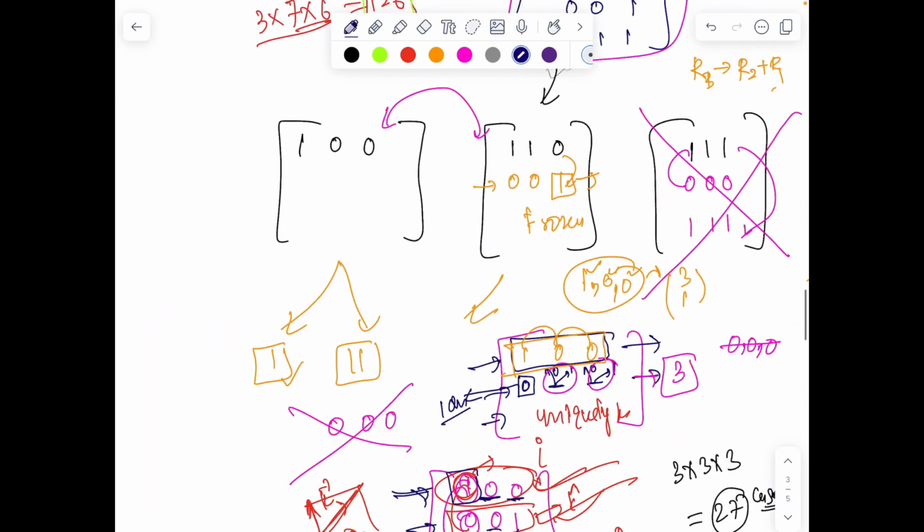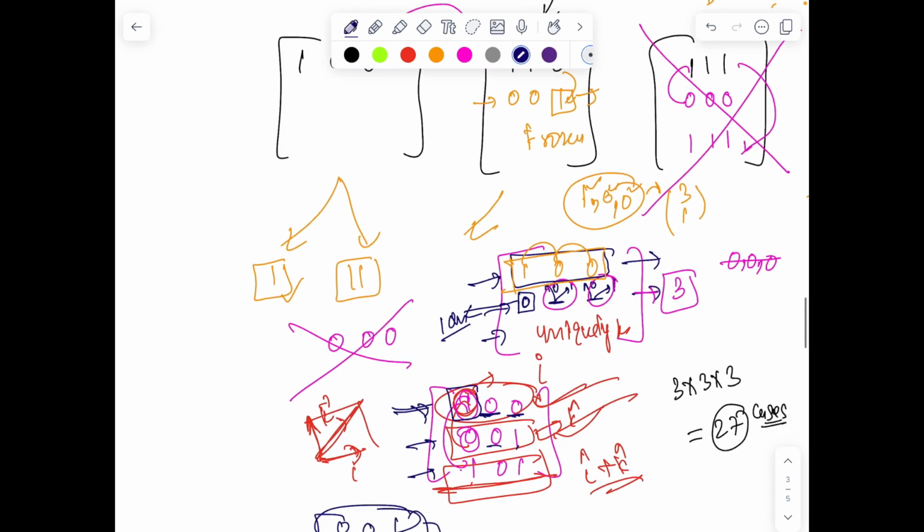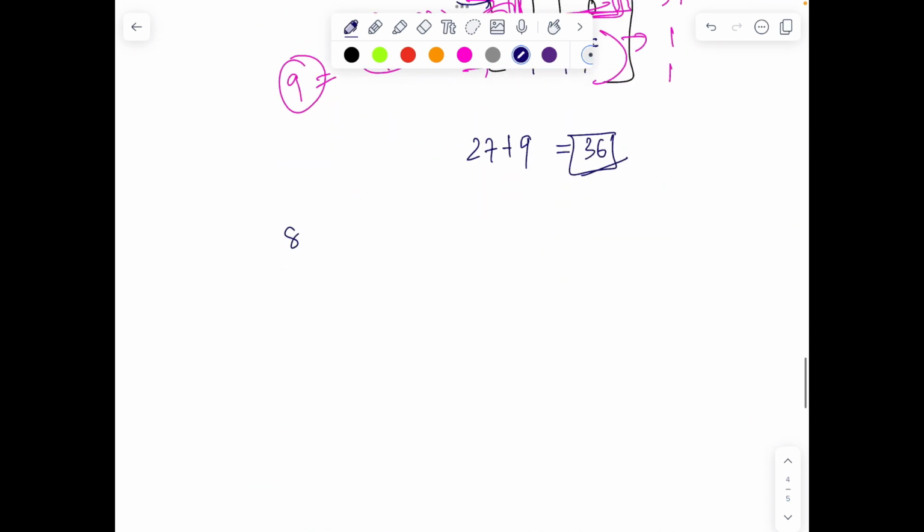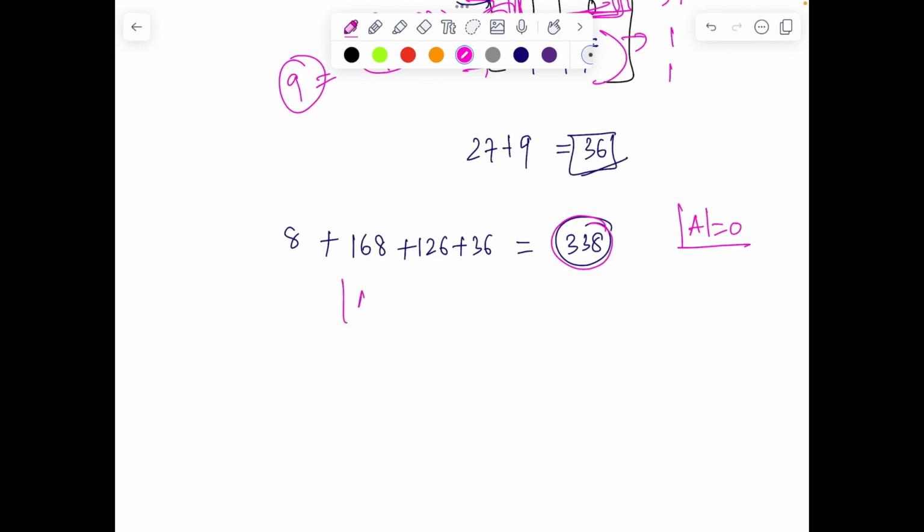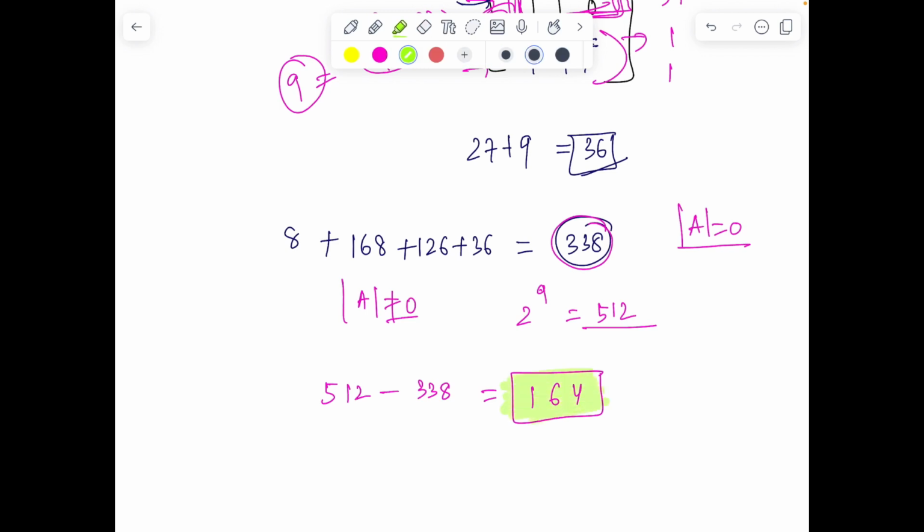Okay, so now we'll just add all these answers, and adding all these answers gives us 8, the first case 2^3, plus 168 plus 126 plus 36, which is 338. And remember, this 338 is the answer for a equals 0. What we want is a non-zero. The total possibilities was 2 to the power 9, which is 512. So hence the number of matrices which are non-singular or invertible is 512 minus 338, which will give you 174. And this is the answer for the problem.